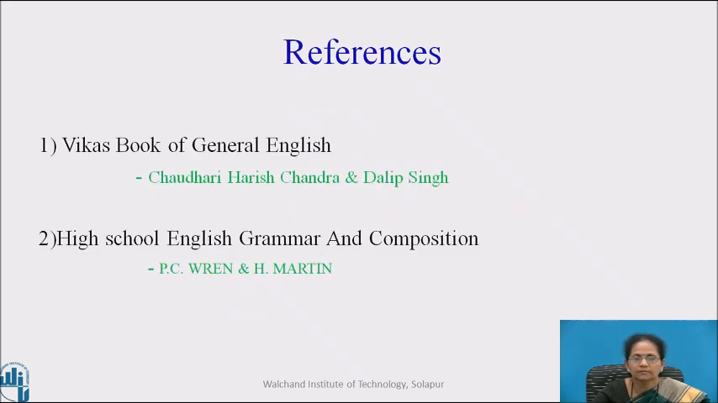In this session, we have discussed some of the common errors occurring in colloquial language, articles and prepositions. So see the references here.